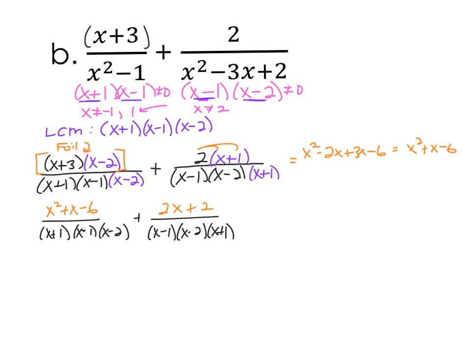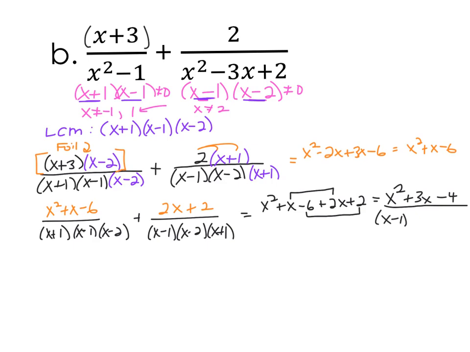All right, from here, let's combine our numerators. We have x squared plus x minus 6 plus 2x plus 2. And I'm just going to combine that and then put it all over my LCM instead of having to write it twice. Let's see, I've got x squared, and then 1x and 2x would be 3x. Negative 6 plus 2 is minus 4. All over that LCM, x minus 1, x minus 2, and x plus 1. And you can write them in any order.